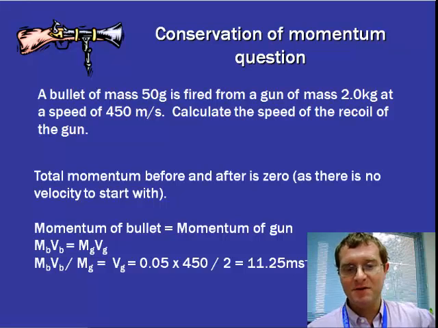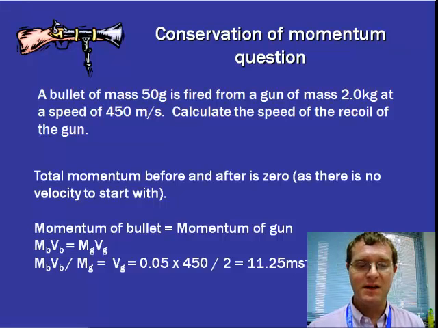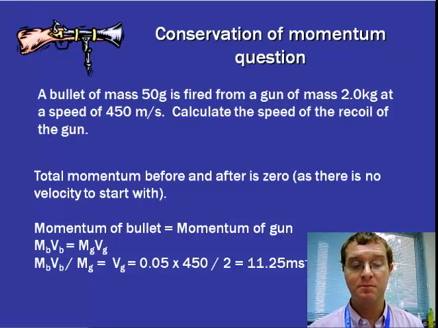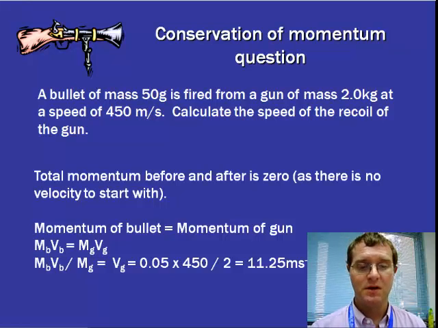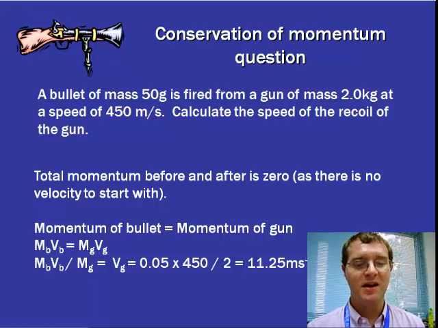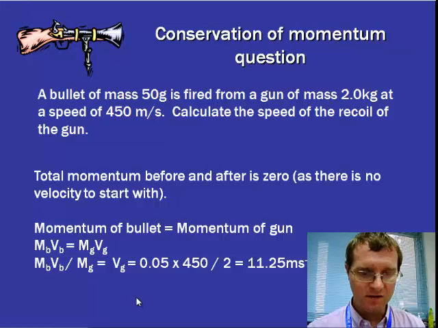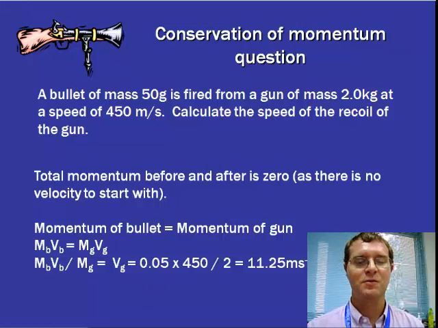The total momentum before and after is 0, as there's no velocity to start with. So therefore the momentum of the bullet is going to be equal to the momentum of the gun, but in the opposite direction. If we rearrange this for the velocity of the gun and then plug in our values, we work out that the velocity of the gun is going to be 11.25 meters per second.